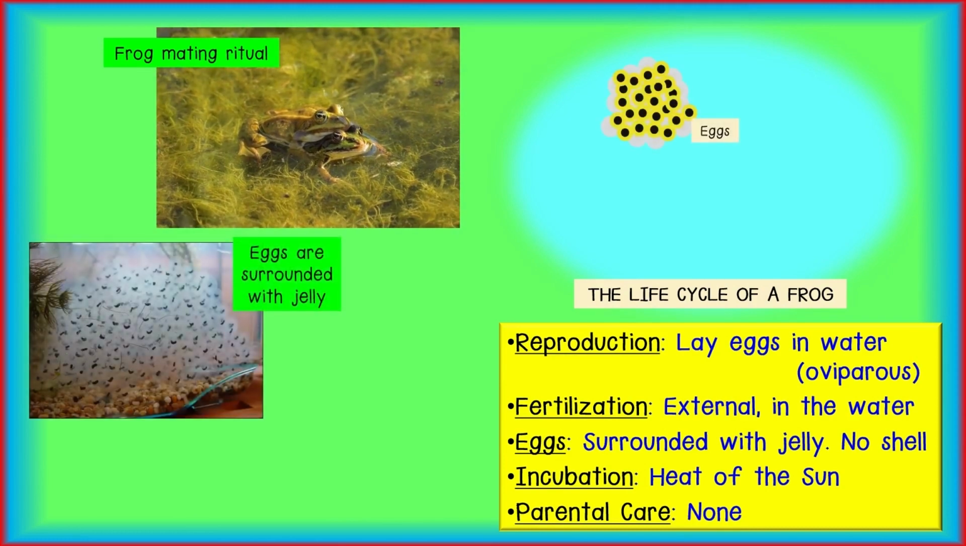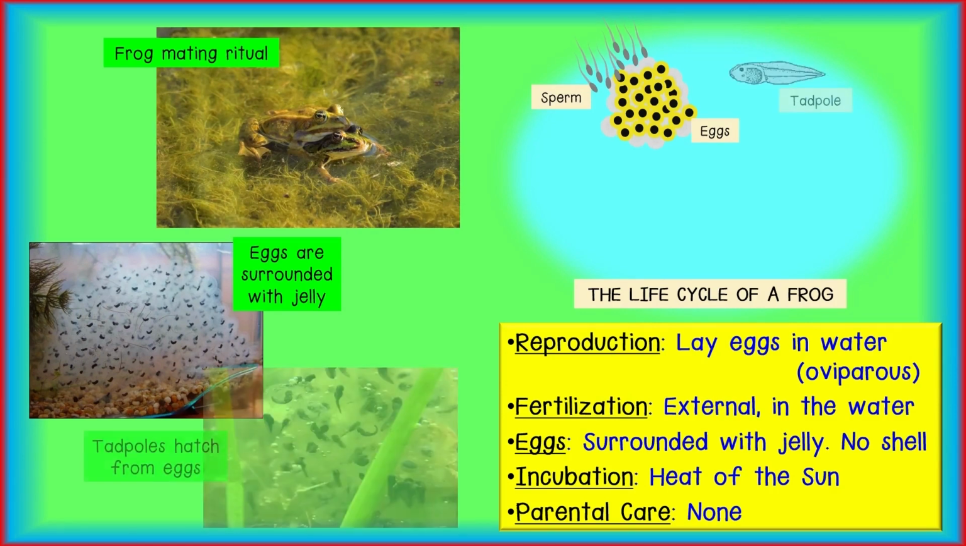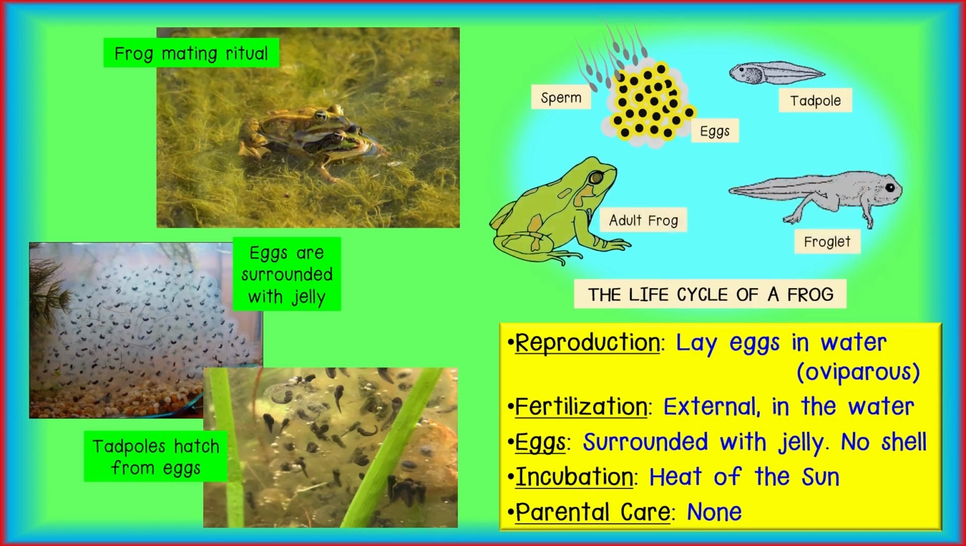The female frog lays approximately 3,000 eggs in the water. The eggs are surrounded with a jelly to hold them together. The male pours the sperm over the unfertilized eggs in the water. The fertilized eggs are incubated by the heat of the sun. A tadpole hatches from each fertilized egg. After a year, the tadpole develops into an adult frog. Frogs seldom take care of their young.